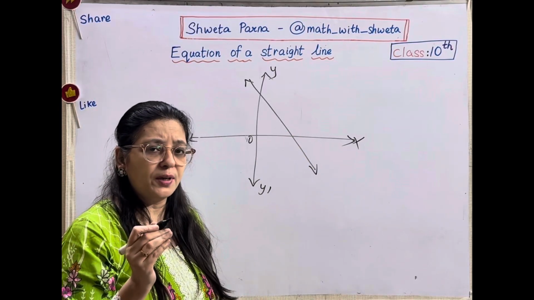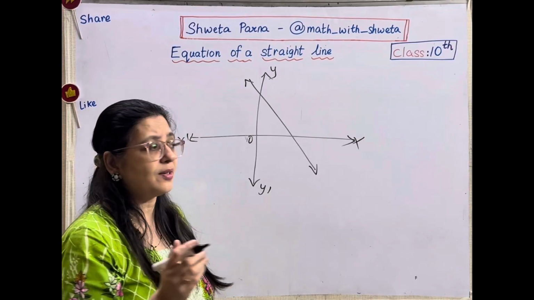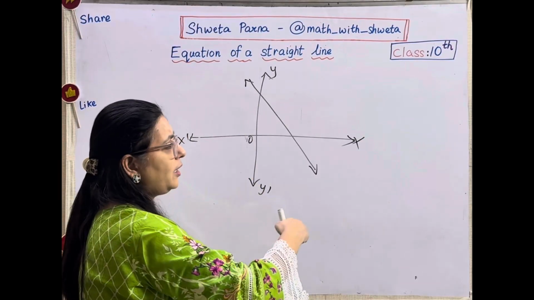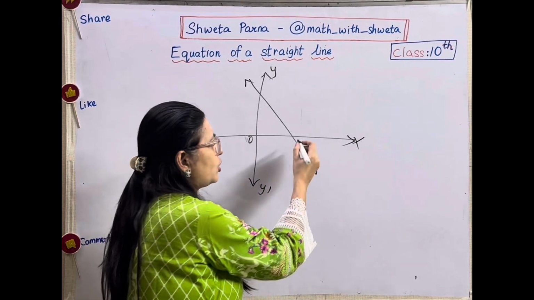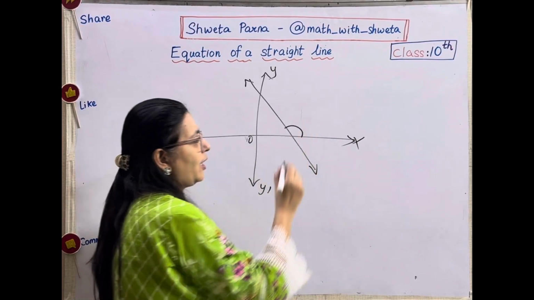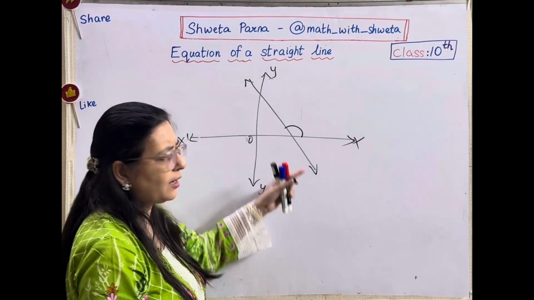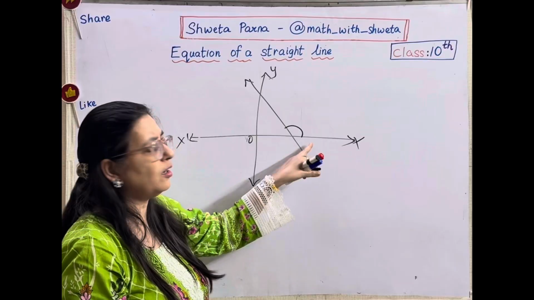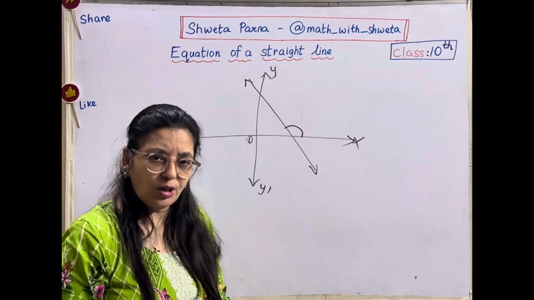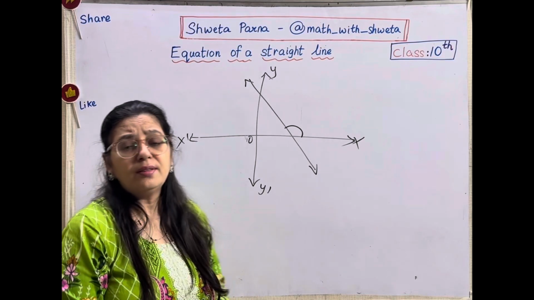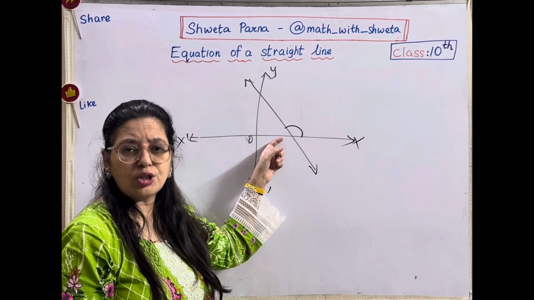So which angle should we take? It is always measured in an anti-clockwise direction. If you go like this, that becomes your clockwise direction. So this becomes your angle of inclination. Always, angle of inclination is where an inclined line makes an angle with the x-axis and it is measured in an anti-clockwise direction.